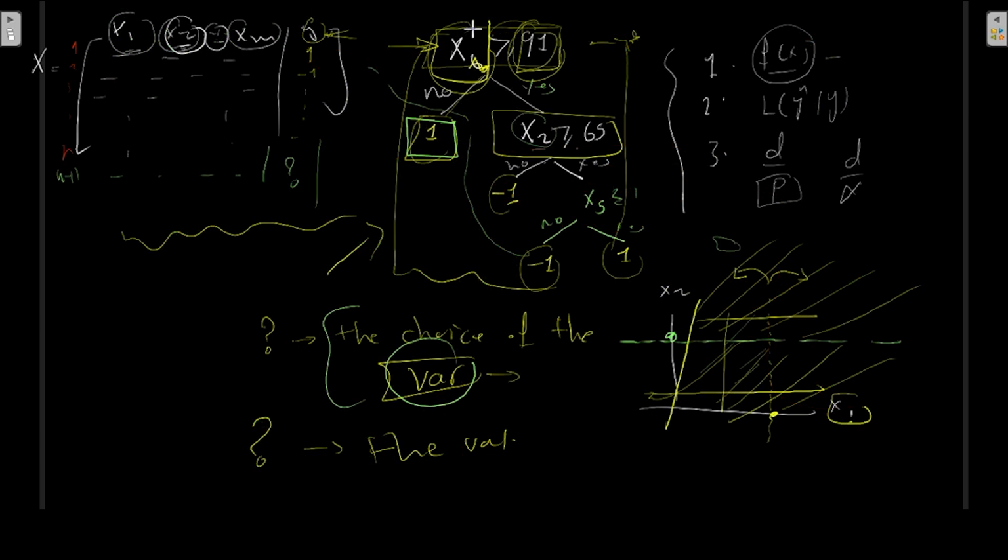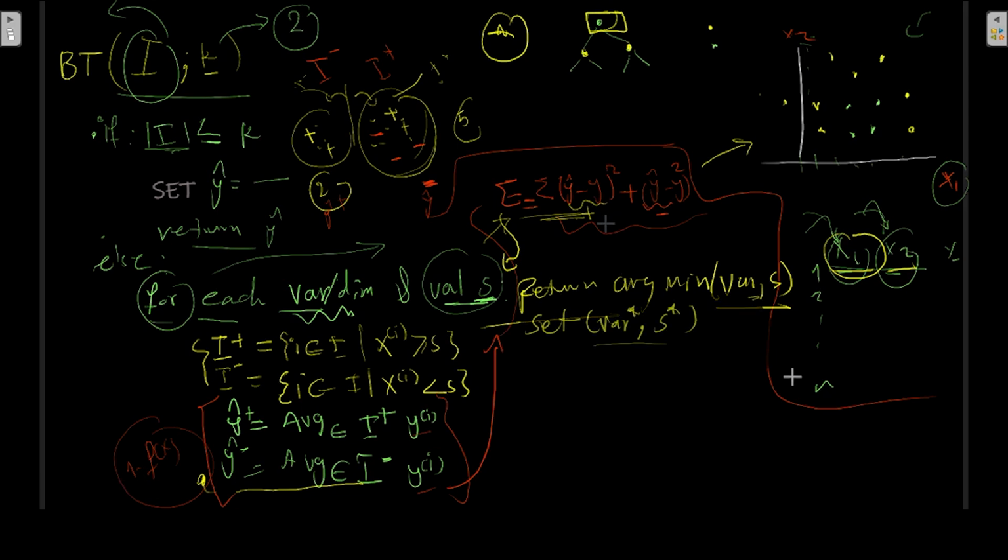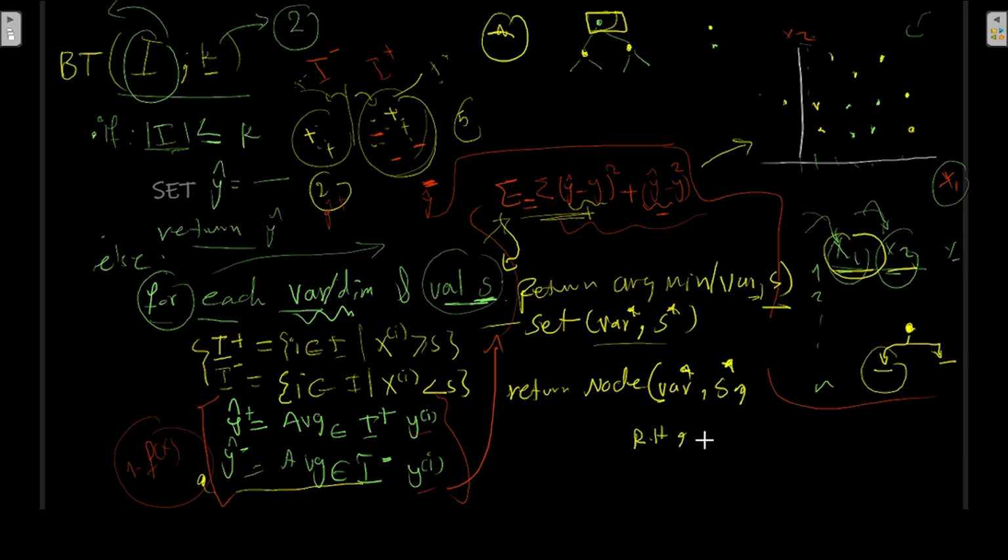Here's an example. We have selected this x1. How? Actually, we have tried x1 and x2, and we found out that x1 with this split value happens to have the lesser error. Now, the first node has been established with the best split. So what I'm going to do is return a node that has the following elements. First, it has the var and the s, the right hand side and the left hand side.